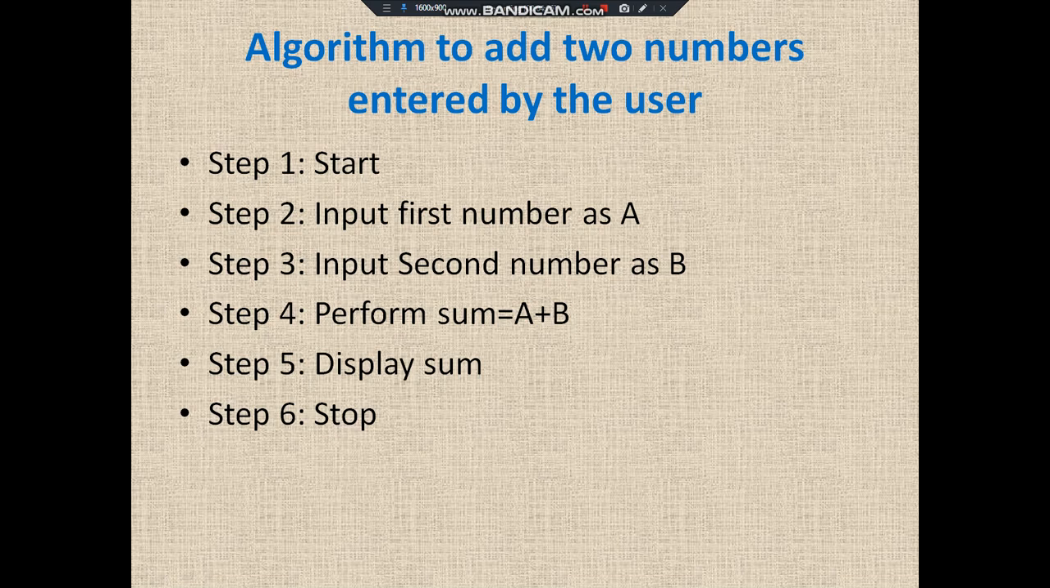After that, the second step is we need to take the first input, the first number, from the user side, and that number must be stored as a. The next step is we need to take the second number from the user side, and that number will be stored as b.